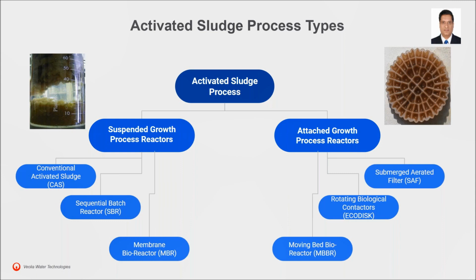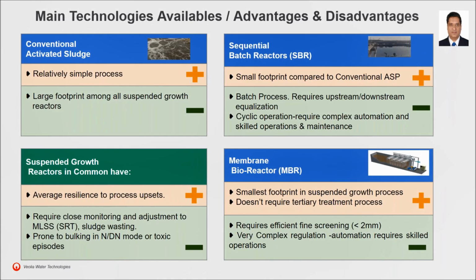The suspended growth processes, like conventional activated sludge reactor, SBR, MBR, are normally the technology applied for small package STPs in the market. In attached growth process, normally available technologies in the market are submerged aerated filters, called SAF reactors, RBCs, rotating biological contactors, and MBBRs, which is moving bed bioreactors. Now we will briefly review the advantages and disadvantages of these available technologies.